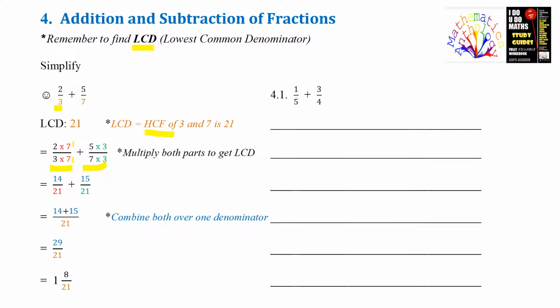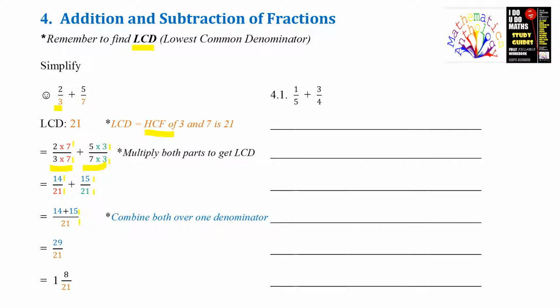Now I look at my second fraction. My denominator is 7. I need to multiply this by 3 to get my LCD of 21. So I'm going to multiply the bottom by 3 and multiply the top by 3 there. So if I work out my first fraction, 2 times 7 is 14 as my numerator, 3 times 7 is 21 as my denominator. My second fraction, 5 times 3 is 15 as my numerator, and 7 times 3 is 21 as my denominator. So now that my denominators are both 21, they are the same, I can go ahead and add the numerators. So 14 plus 15 on the top over 21. 14 plus 15 is 29 over my denominator 21.